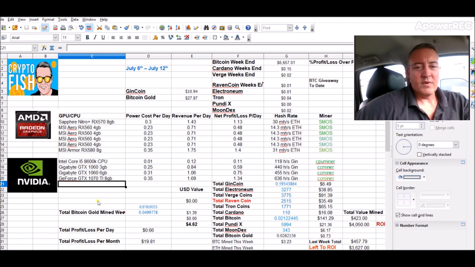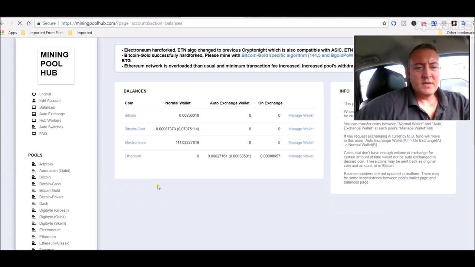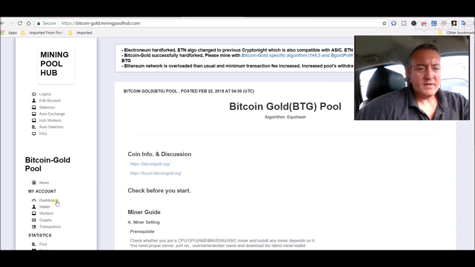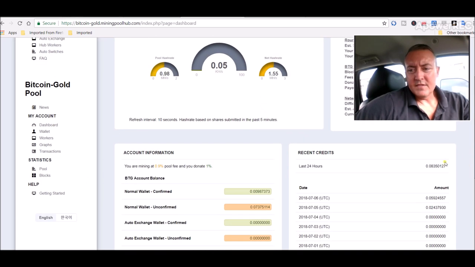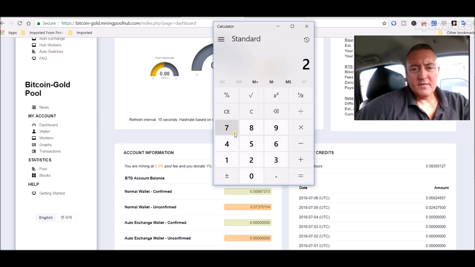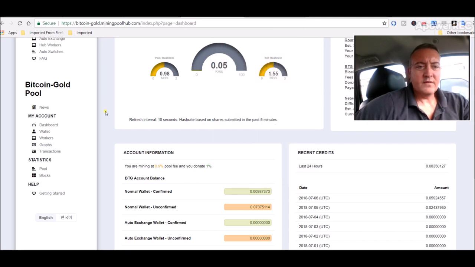So already the Bitcoin Gold is more profitable than NiceHash and when I was mining GenCoin, because NiceHash and GenCoin were using all of this, CPU included. So I'm going to stick with Bitcoin Gold for a while. If you go over to the actual Bitcoin Gold on Mining Pool Hub, click Dashboard. You scroll down. This is your 24-hour average right here. So you could take that number right there and 27.97. At the current rate, which is roughly that, 0.0835, it's $2.33, 24-hour average. So again, not bad. I'm going to stick with that for a little while at least, and see how it goes.